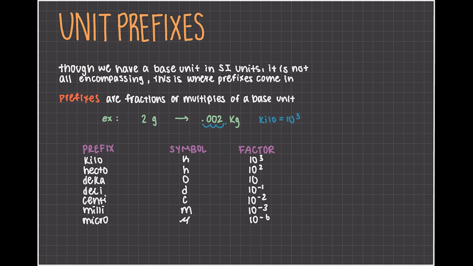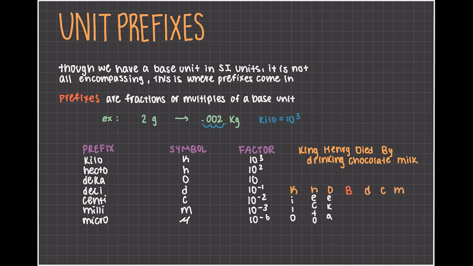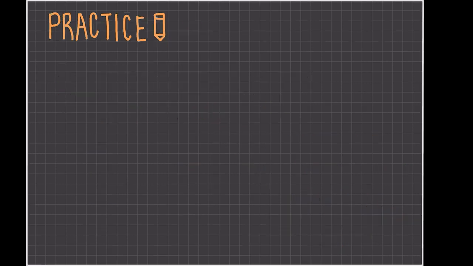Now, this is a lot to remember, but a good way to memorize it is by saying King Henry died by drinking chocolate milk. Each letter represents a prefix, and the B represents the base unit. When trying to convert between prefixes, you can draw this phrase and use the letters to count the decimal places. If I need to convert a gram to hectograms, I look at the letters. I have to move twice to the left in order to get to hecto, so you would just move the decimal to the left twice to get from grams to hectograms. Now, let's try some practice.